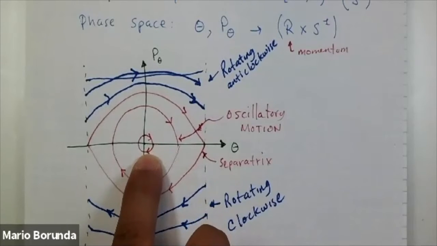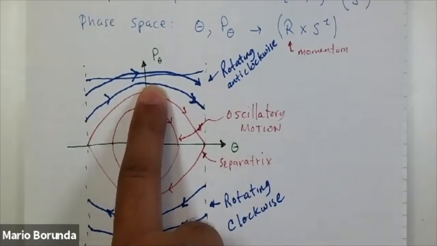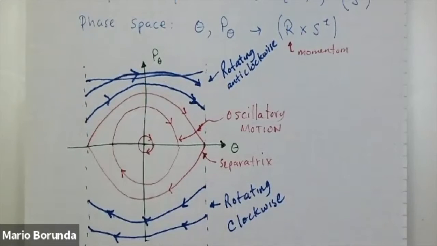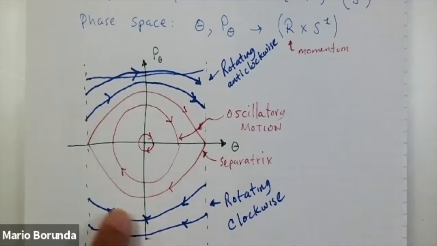What about the circle? This one's anti-clockwise. If you're going anti-clockwise, you're going to go faster and slower, but you're never going to change direction. So that's why this motion is separated from this motion by the separatrix. So the top one can never be clockwise. Exactly.